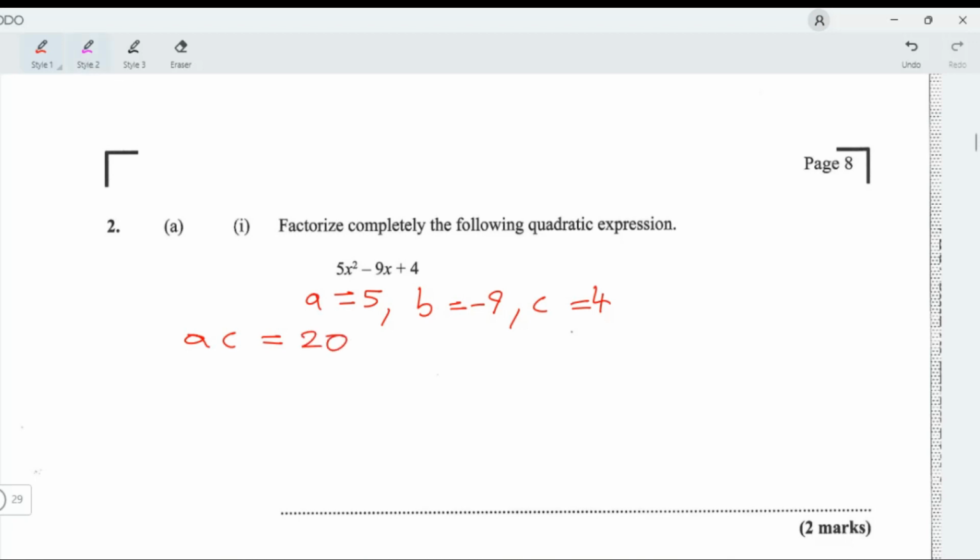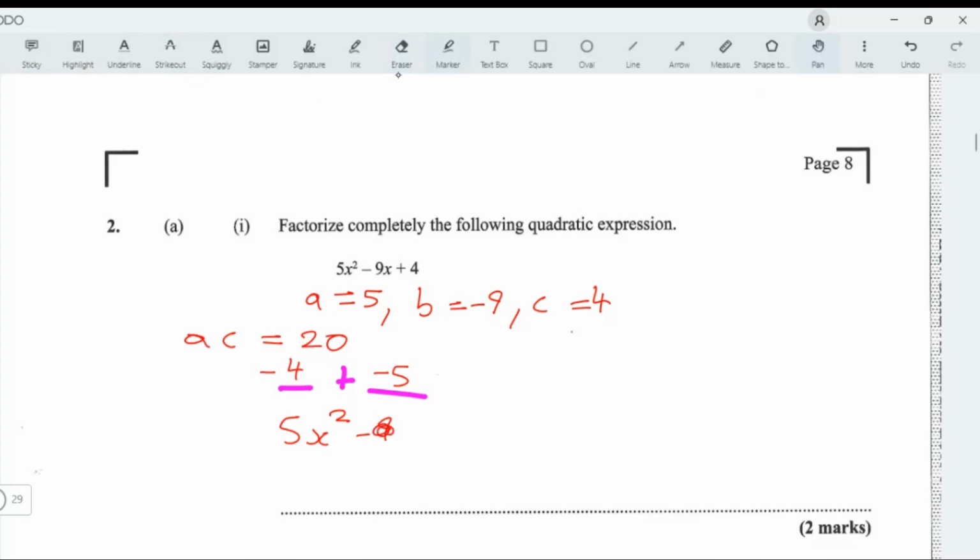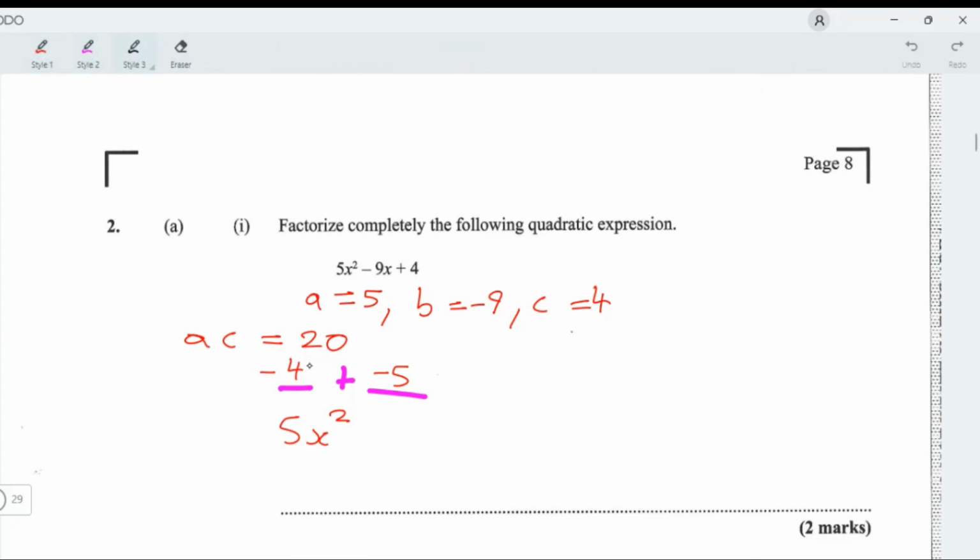Then we're told to ask ourselves which two numbers, when we multiply them, will get 20, and when we add them, we'll get -9. Looking at those two numbers, it would be -4 and -5. So in that case, we rewrite the quadratic expression as 5x squared minus, instead of writing 9x, we're going to write minus 5x minus 4x. We replace it with these two numbers: minus 5x minus 4x plus 4.